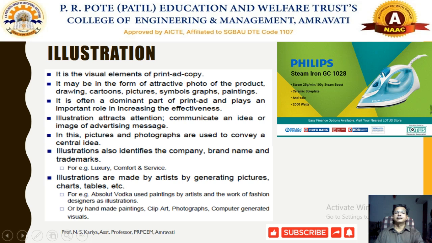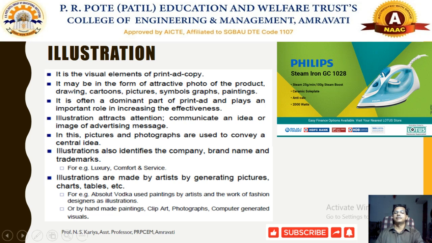Here you came to know that different forms of pictures and photographs are generally used to prepare the illustrations in the advertisement. Illustrations also define the company, the brand name and trademarks. So what exact form of communication are you going to target to the targeted user? You are going to communicate luxury, comfort or service, whatever is presented. The visuals that you represent in that particular illustration will convey the appropriate message.